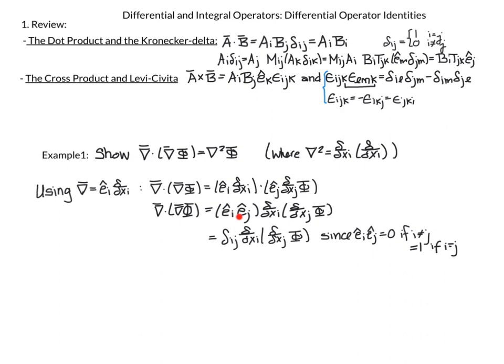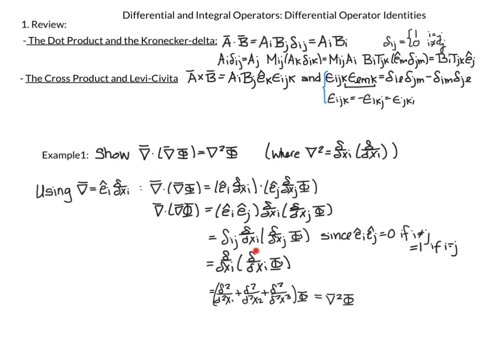So this e sub i dot e sub j, that is the Kronecker delta, delta sub ij, and then I have this other factor brought down here. And as I had mentioned, when you have this Kronecker delta, that means these indices must be equal, and then we can get rid of the Kronecker delta. So we change this j to an i. We have partial derivative with respect to x of i of the partial derivative of phi with respect to x of i.